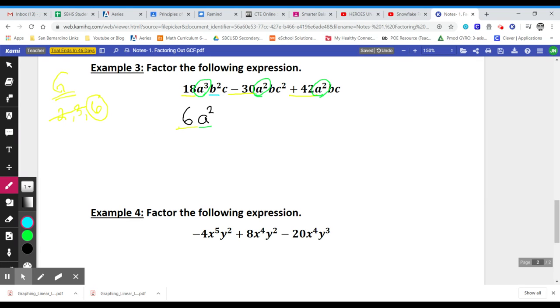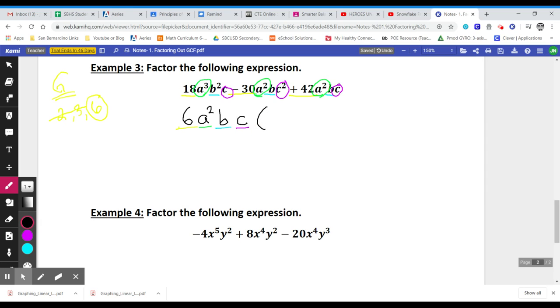So let's move on to the next one. B to the power of 2, B, and then B. They all have a B in common at the very least. So I can take a B out, right? They don't all have B squared, but they all have a B. So we can take a B out at the very least. And then finally, we have to look at the C. So we have a C here and a C squared there and a C there. As you can see, they all have C in common. So the most that I can take out is just one C because all three of them have a C in common. But that is the most that we can take out, right? So we established that we can take 6a squared bc out.